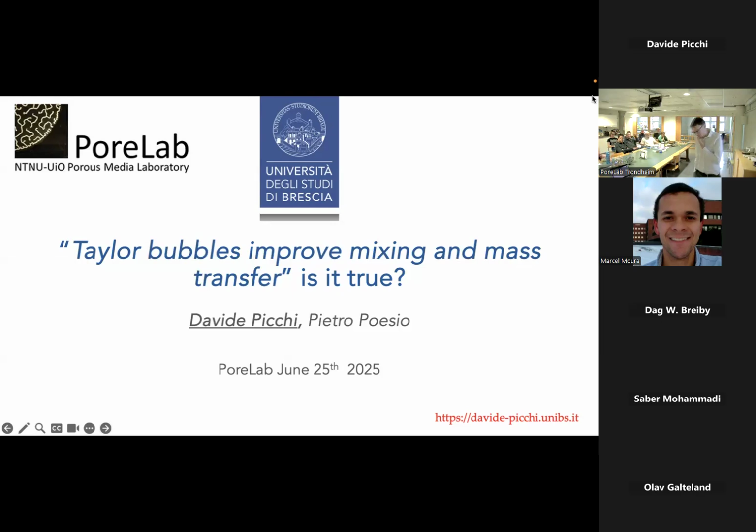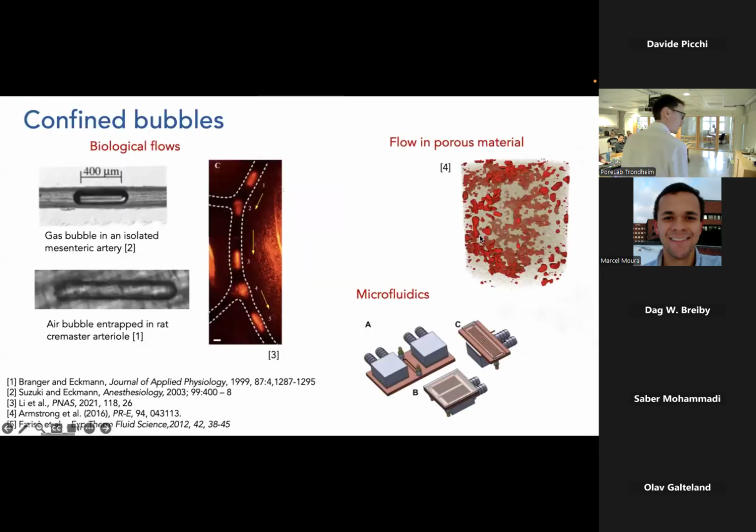So the topic of the talk, as you can see here, is about Taylor bubbles, and actually we will speak about whether using Taylor bubbles or elongated bubbles in small channels can really improve mixing and mass transfer. Why are we studying this topic? This type of elongated bubble is typical of a lot of applications.